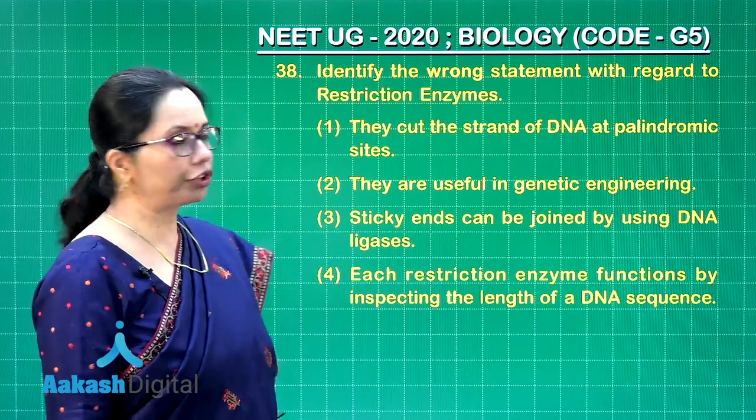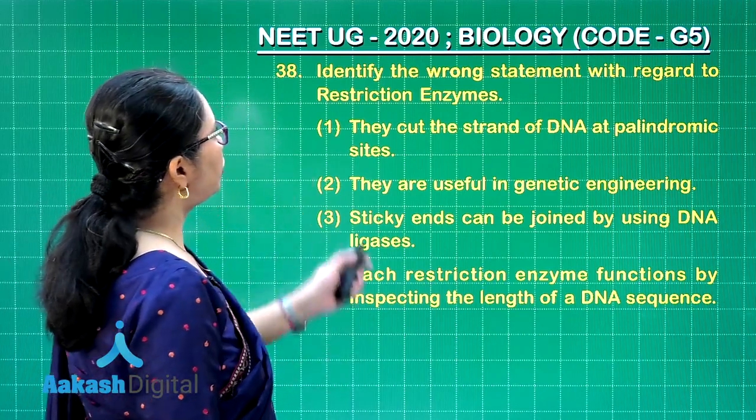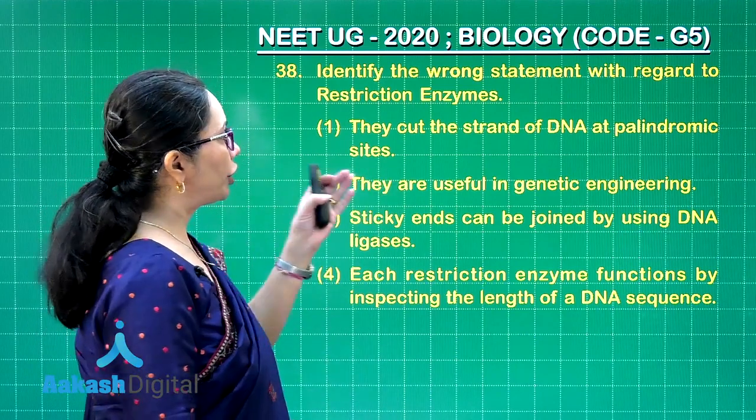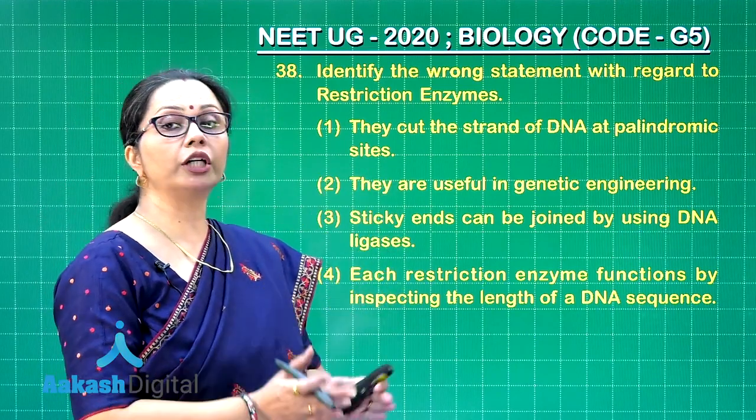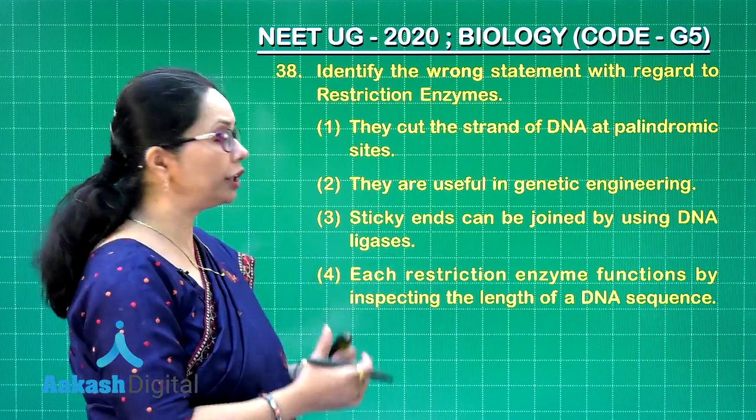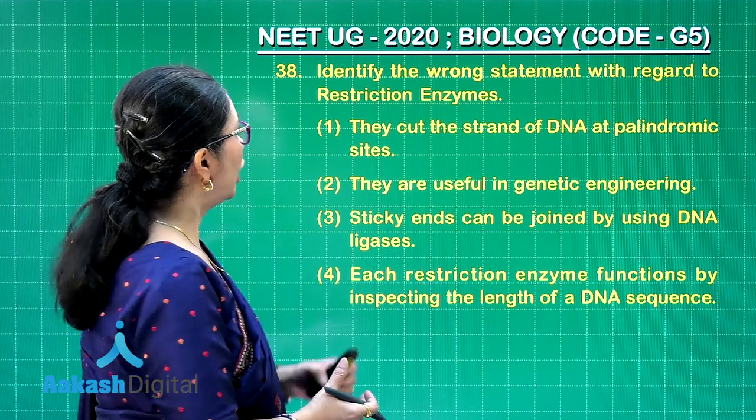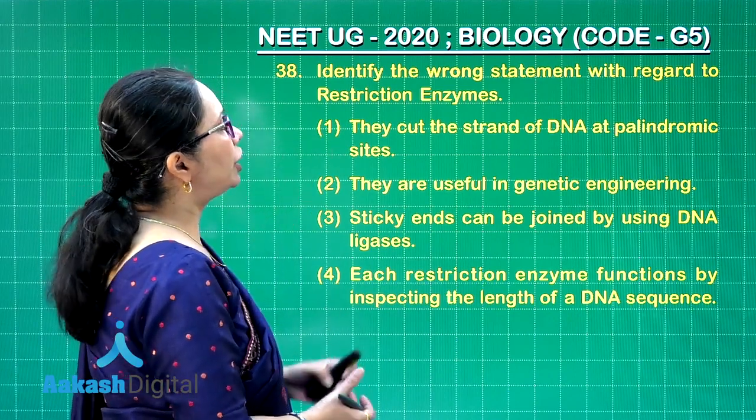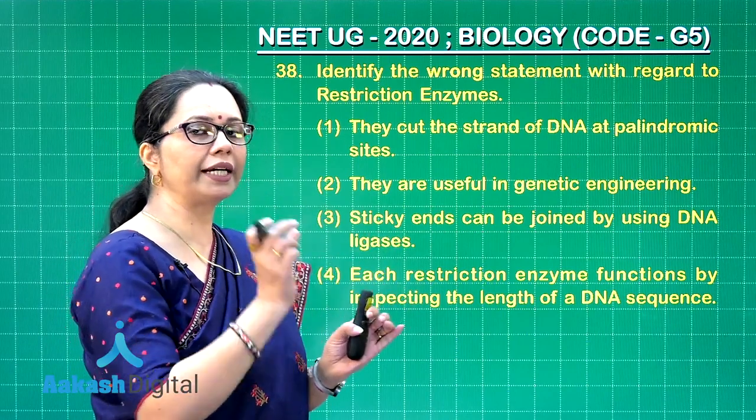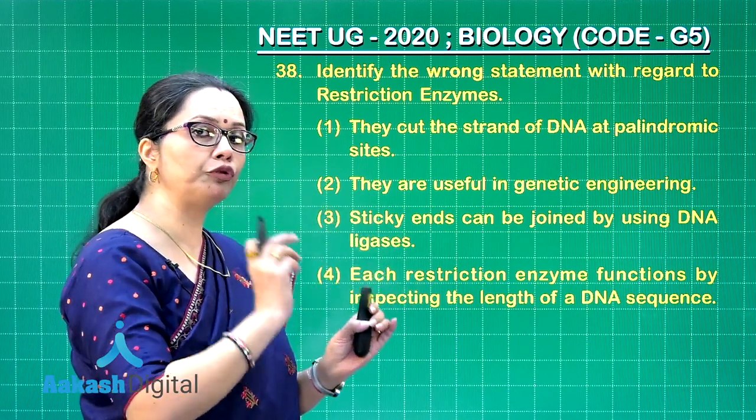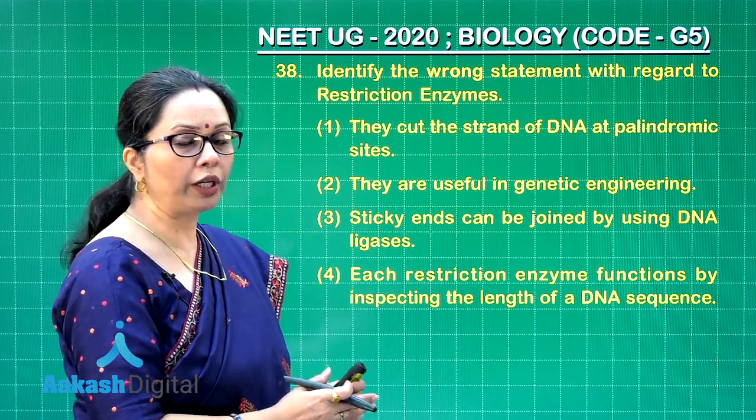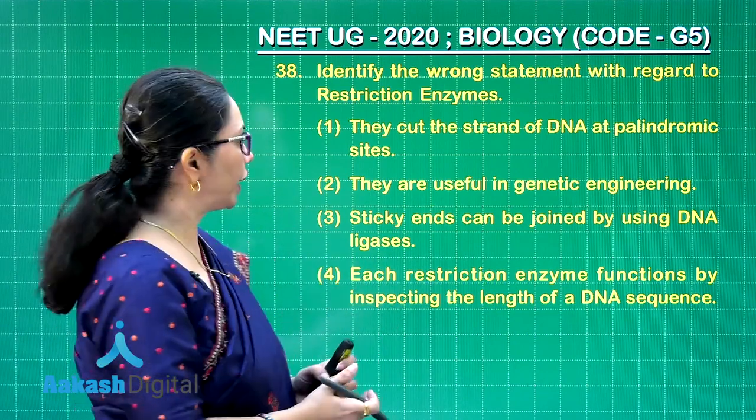Now here we have question 38. Identify the wrong statement with regard to restriction enzymes. Now restriction enzymes, as you know, are the molecular scissors, one very important tool for biotechnology for developing recombinant DNA. So in this, they cut the strand of DNA at palindromic sites. Of course, those are the restriction sites, and it is this site which would be specifically present. Only then will that restriction endonuclease cleave the phosphodiester bond.